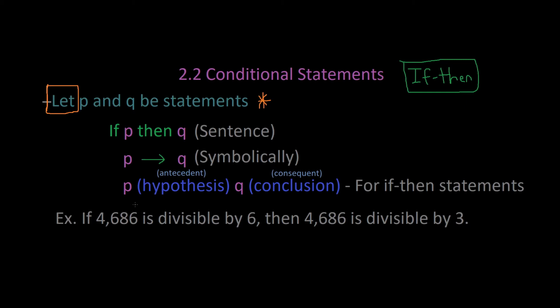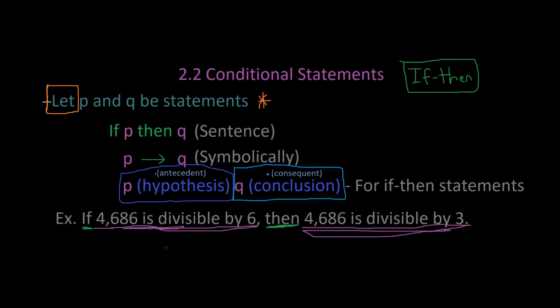Right here we have P, which stands for the hypothesis, and Q, the consequent. Here's an example: I want you to identify which one's the "if" and which one's the "then." We're pretty familiar with that too. This chapter should be easy because I've been building you up to get used to this. We identify our P and Q. So 4,686 divisible by 6, then 4,686 divisible by 3. Kind of like what we learned in the first video.